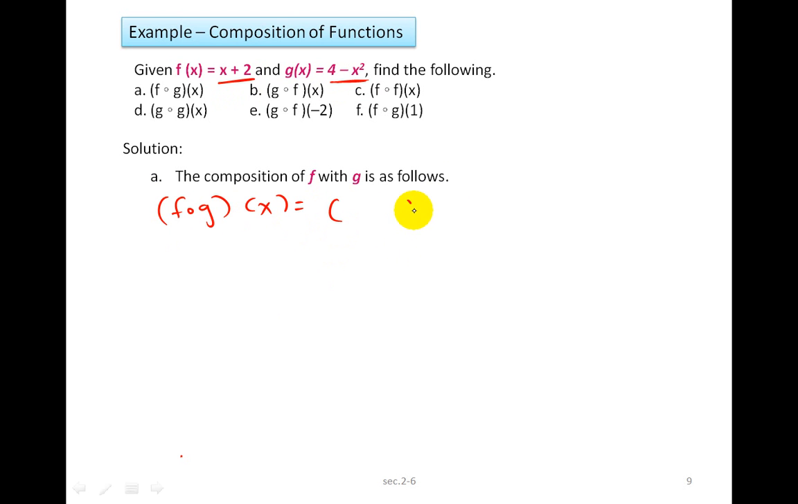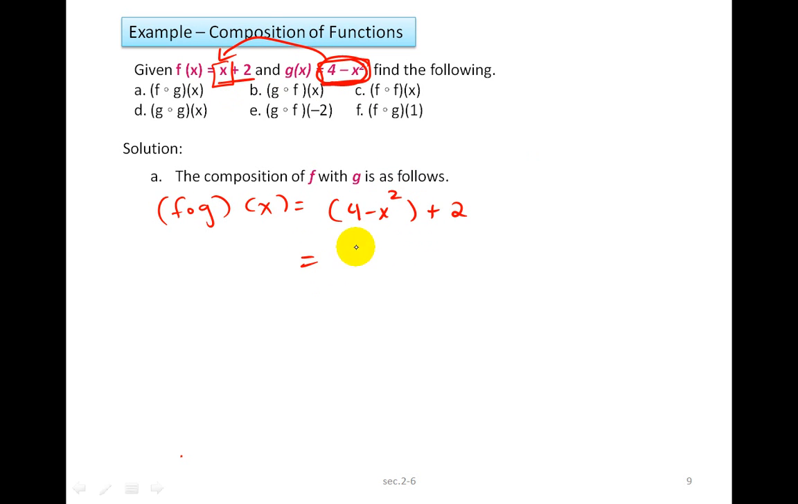So I'm going to replace the g of x instead of this x. The whole g of x instead of this x. That means g will be inside the f. Here we're going to write 4 minus x squared plus 2, because f of x is x plus 2. So take the whole g and put it inside this x. So it's going to be 4 minus x squared plus 2.